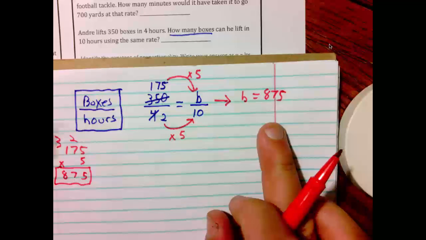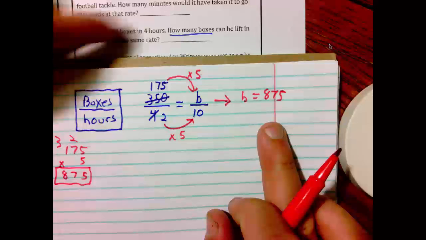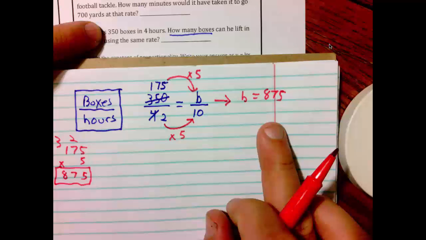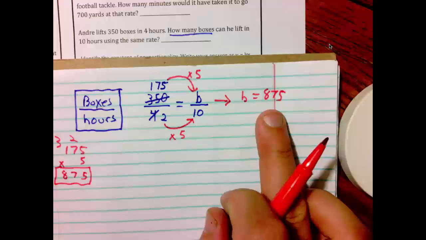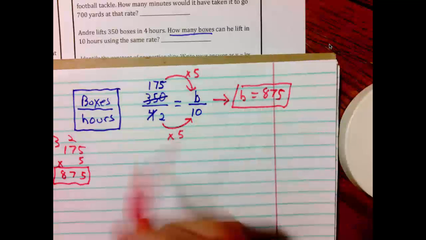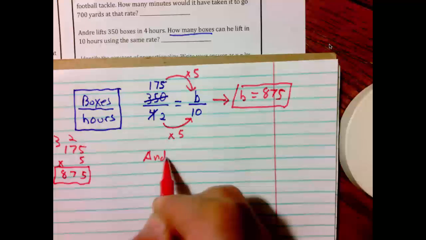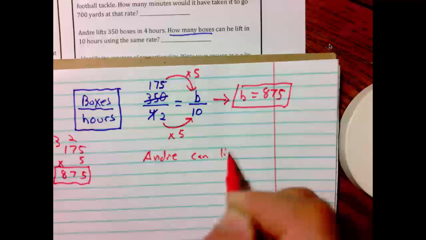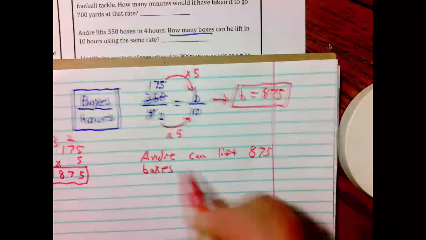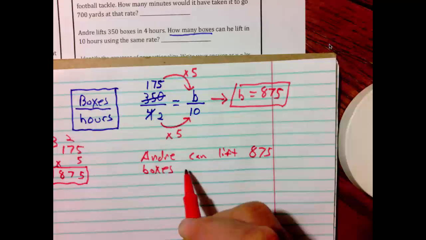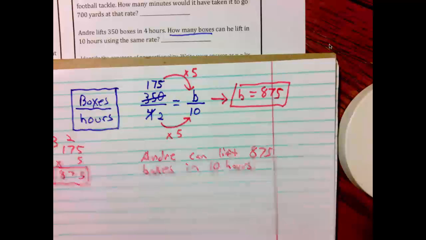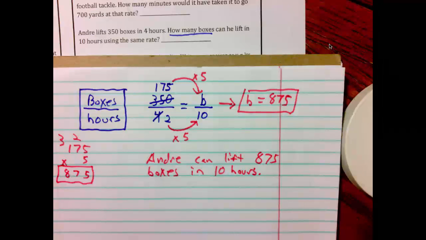Check for reasonableness. Well, 10 is more than twice 4, so 350 times 2 would be 700. 875 boxes does indeed seem reasonable. All right, one sentence in context. Andre can lift 875 boxes in 10 hours. All right. Now see if you can complete the other problems in the math review.